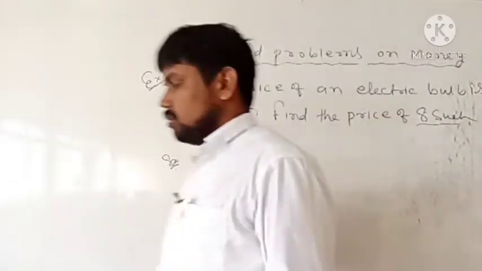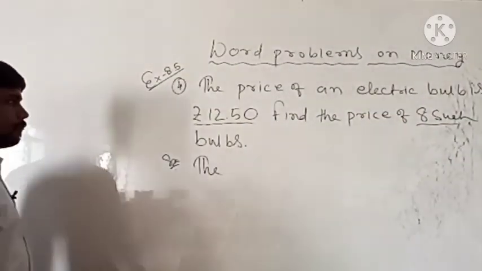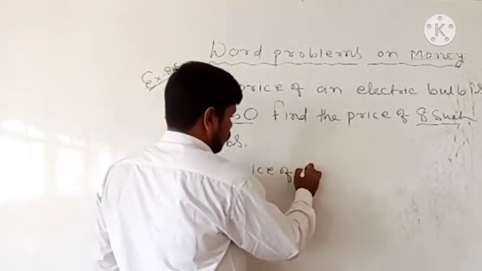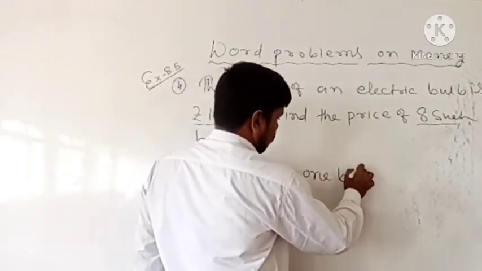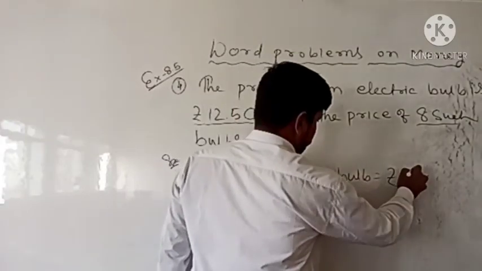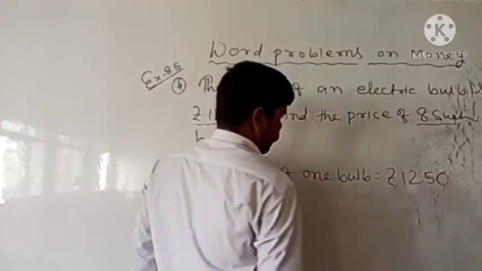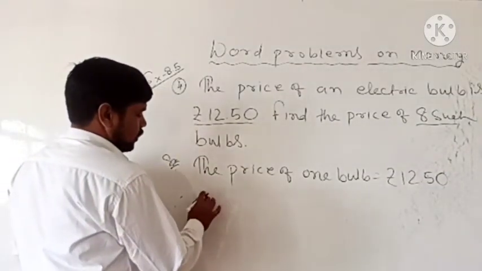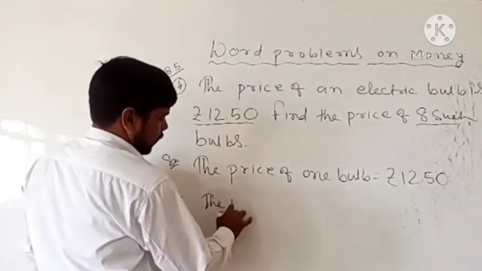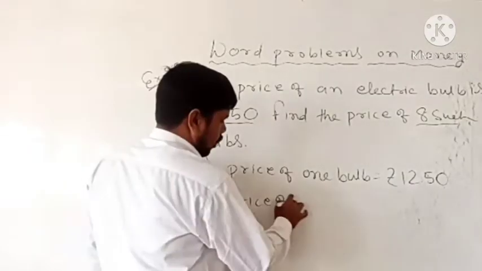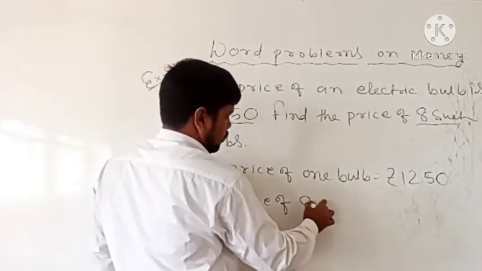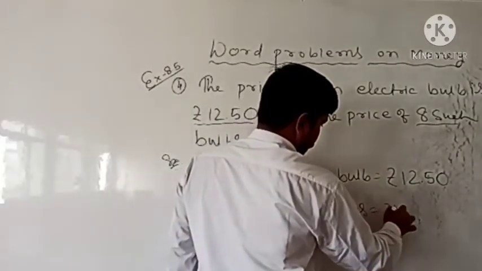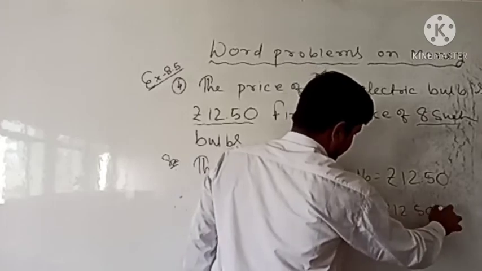So here it is given the price of one bulb. It is given rupees 12.50, meaning 12 rupees 50 paise. So therefore the price of how many bulbs? 8. So 8 bulbs will be equal to rupees 12.50 multiplied by 8.